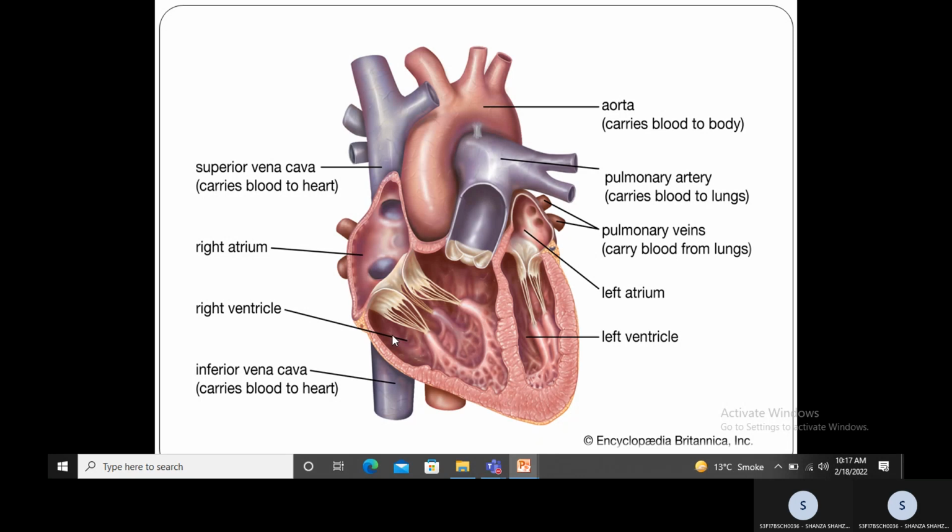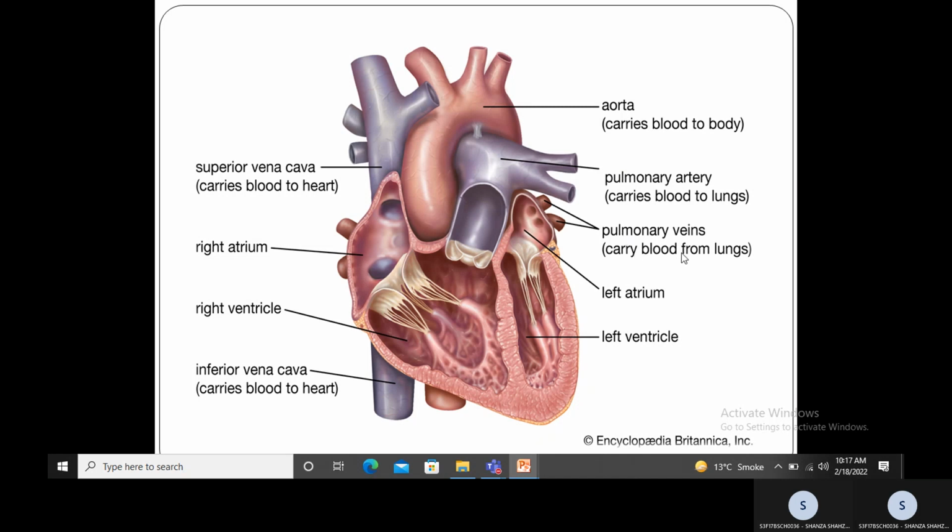Below the right ventricle, the inferior vena cava carries blood to the heart. On the left side of the diagram, my cursor is on the aorta. The aorta carries blood to the body. Below the aorta, the pulmonary arteries are present that carry blood to the lungs. And below the pulmonary arteries, the pulmonary veins are present, carrying blood from the lungs.